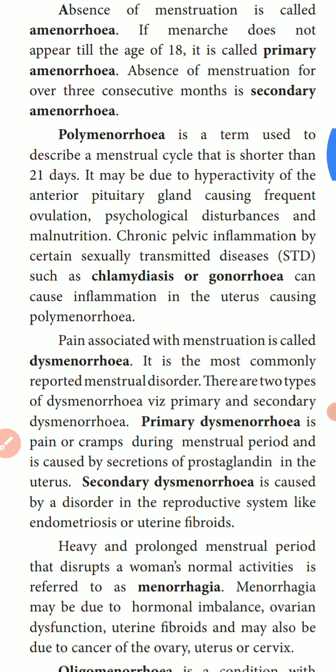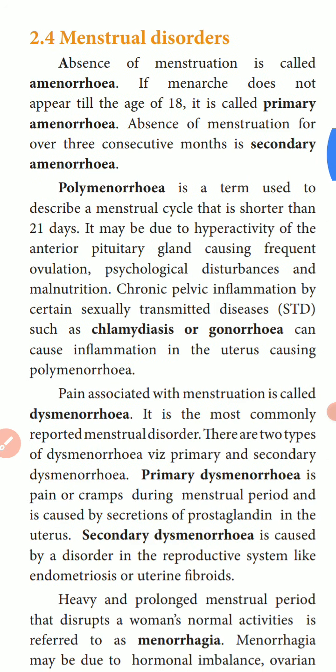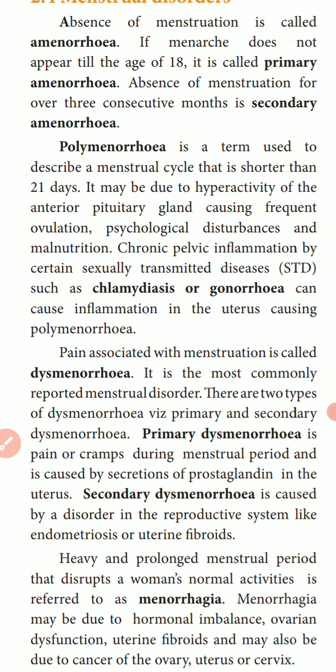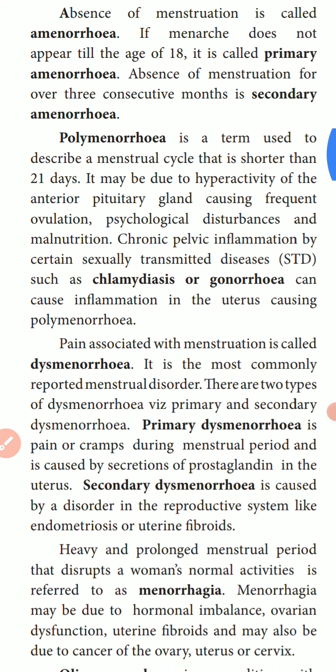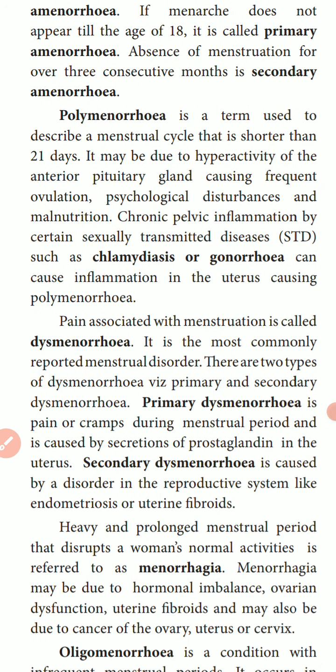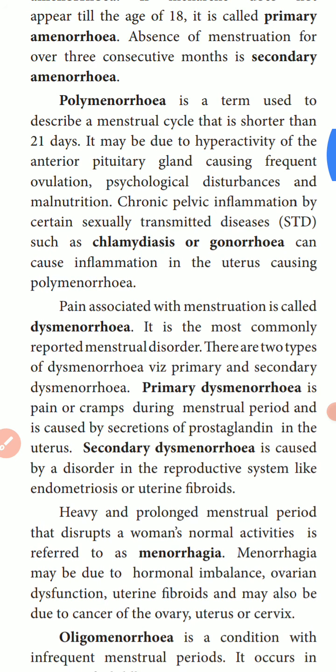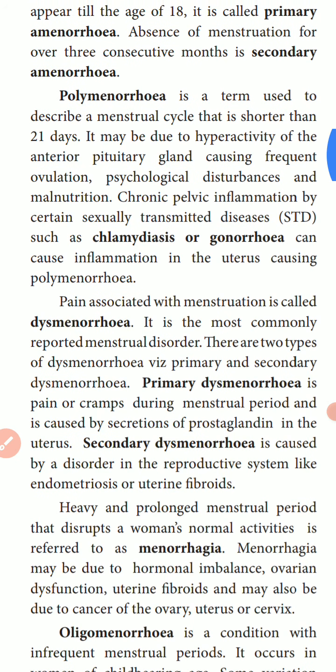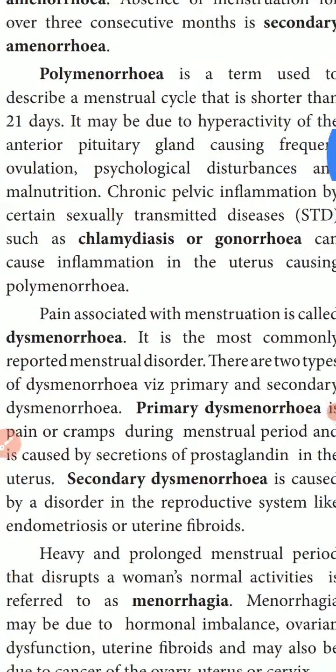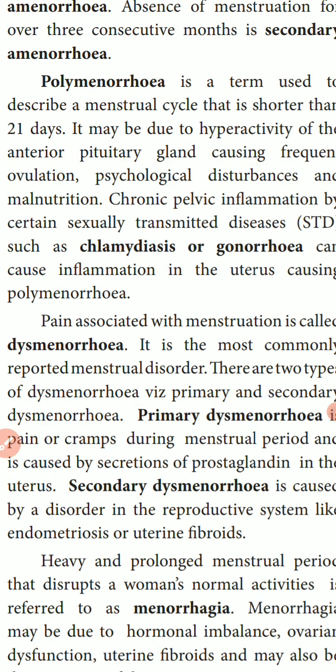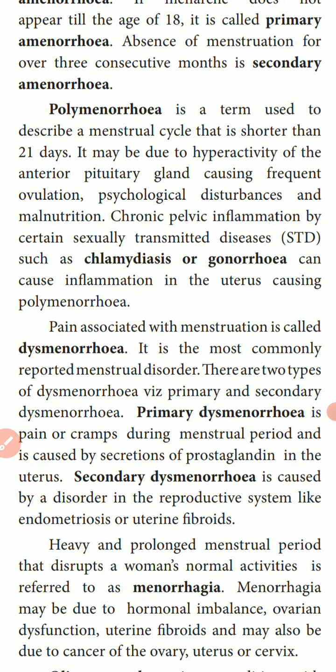Next disorder is polymenorrhea. It is used to describe a menstrual cycle that is shorter than 21 days. The menstruation will occur before 21 days. That may be due to hyperactivity of the anterior pituitary gland causing frequent ovulations. What do you mean by frequent ovulations? Frequent ovulation means the discharging of egg from the ovary occurs very often.